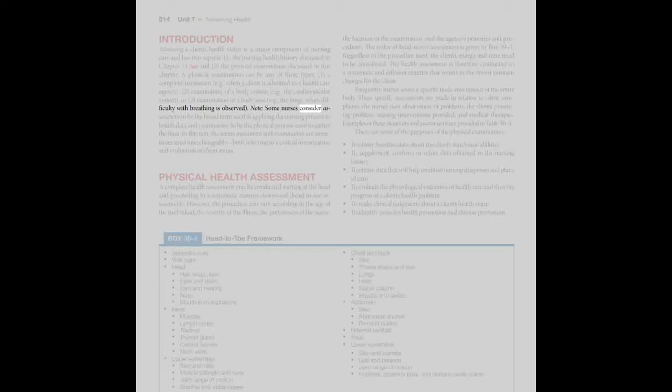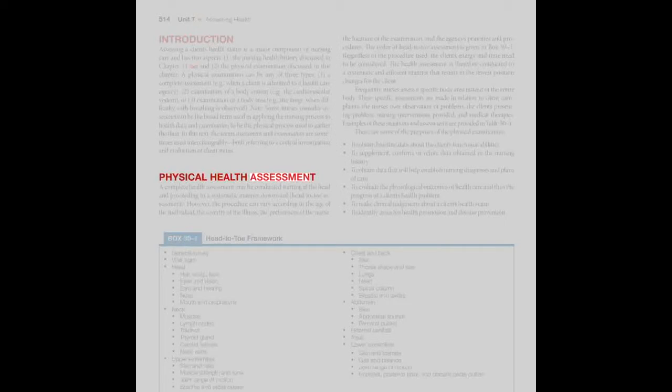Note: some nurses consider assessment to be the broad term used in applying the nursing process to health data, and examination to be the physical process used to gather the data. In this text, the terms assessment and examination are sometimes used interchangeably, both referring to a critical investigation and evaluation of client status.